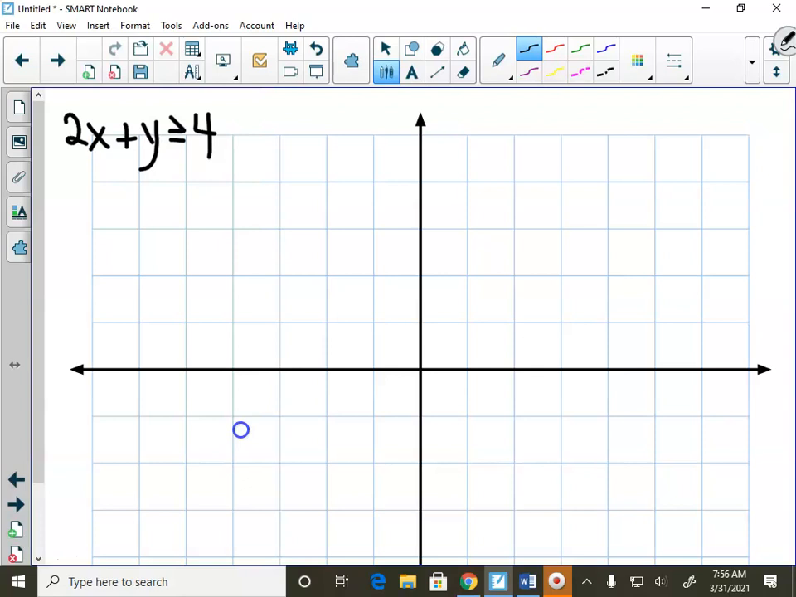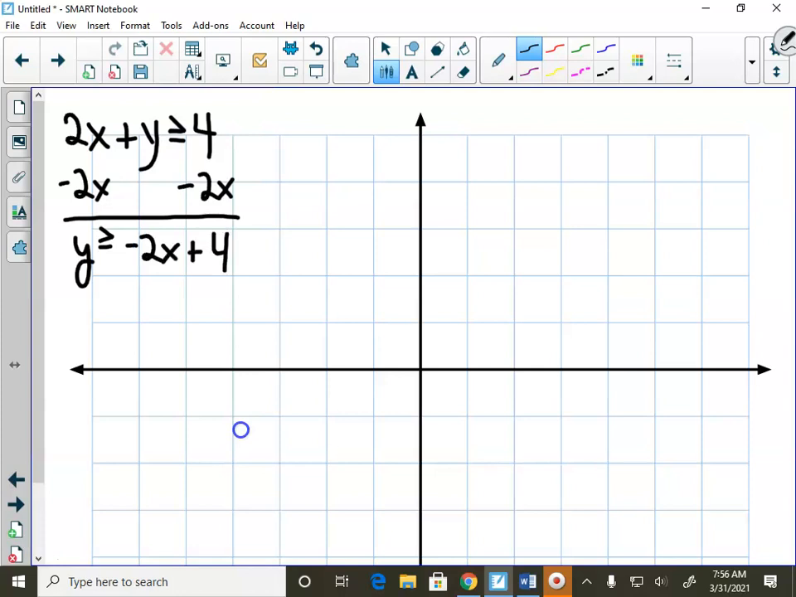So the first thing that you want to do is put this into slope-intercept form. So we're going to subtract 2x. So y is going to be greater than or equal to negative 2x plus 4.